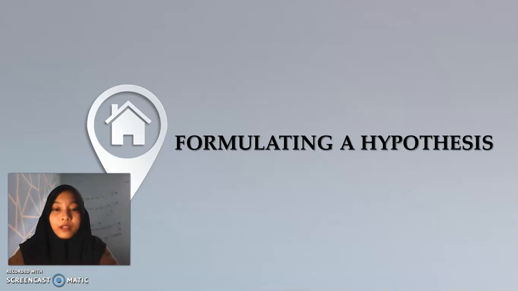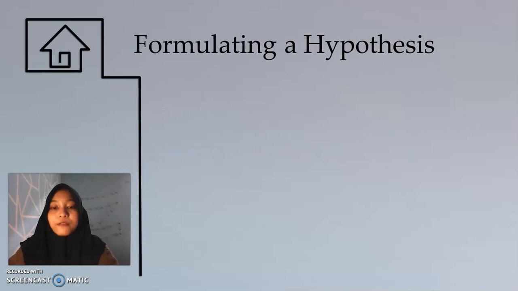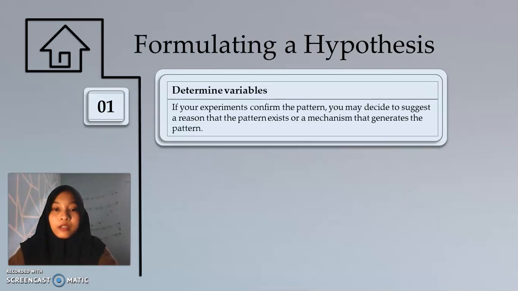After you have completed all the preparation, you must formulate your hypothesis. The first thing you must do is determine your variables. A generalizing hypothesis describes a pattern you think may exist between two variables, an independent variable and a dependent variable. If your experiments confirm the pattern, you may decide to suggest a reason that the pattern exists or a mechanism that generates the pattern.